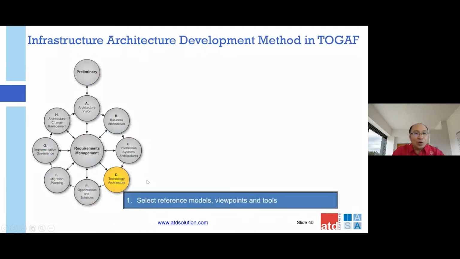And this is an example of phase D, which is technology architecture, or infrastructure architecture. What does phase D itself prescribe by TOGAF? First, we need to understand the selection of the reference model, viewpoint, and tool. So basically, here we are looking at what we already have at hand. This is the first thing first, before we make any changes. So we need to understand our so-called baseline.